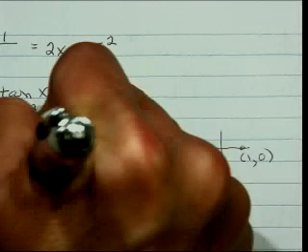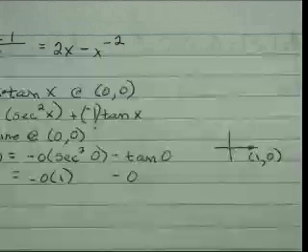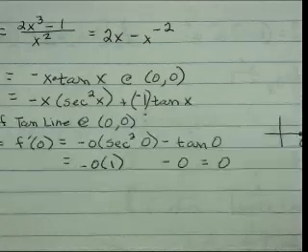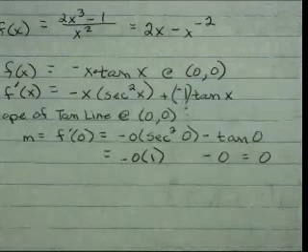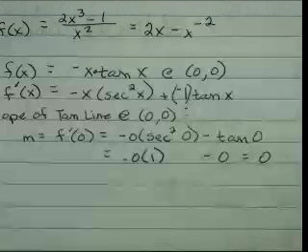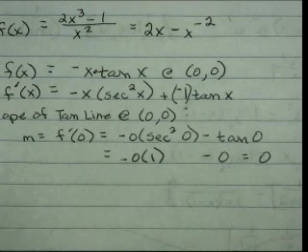And so this is 0 times 1 is 0, minus 0 is 0. Our slope is 0. Correct. And what does that tell you about the tangent line? It's a horizontal line. If the slope is 0, it's a horizontal line. What is the equation of the horizontal line through the origin? 0. That's not an equation. Y equals 0 is an equation.